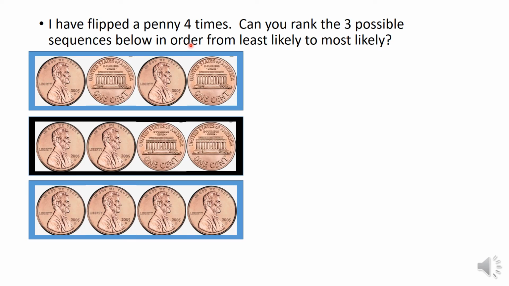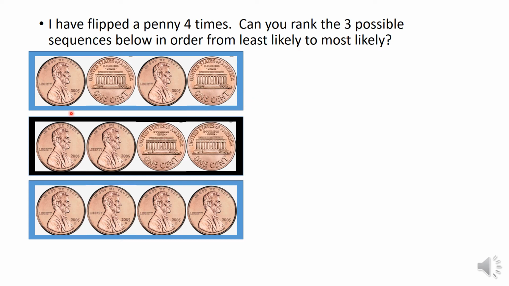So let's say I have flipped a penny 4 times. Can you rank the 3 possible sequences below? Each of these sequences is a possible sequence. So maybe the first time I flip a penny, it comes up heads. The second time it comes up tails. Third time it comes up heads. Fourth time it comes up tails. That's one possible sequence.